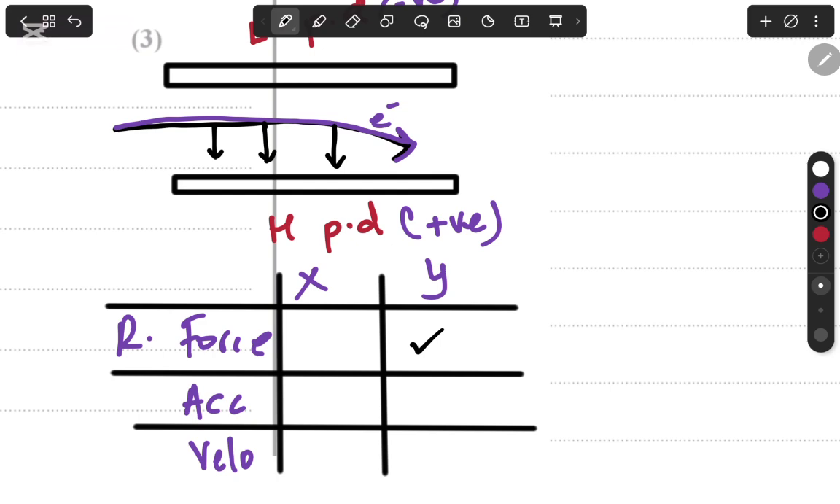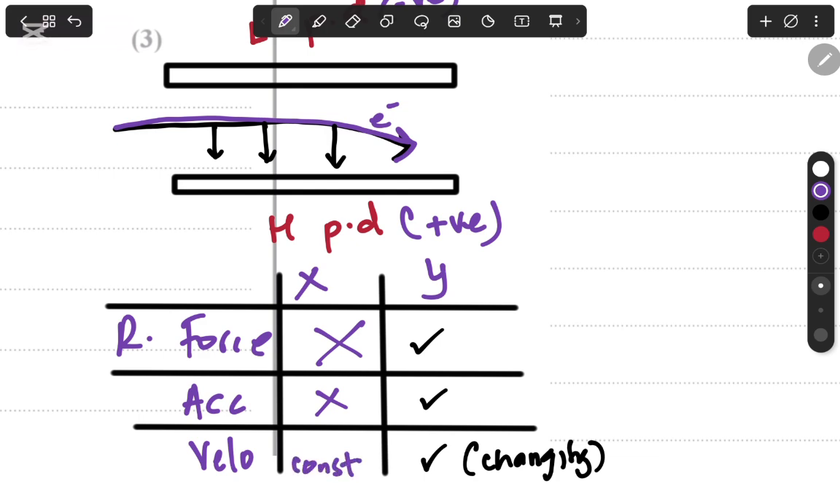And because there is a resultant force in the vertical direction, there is an acceleration in the vertical direction as well. And because of that, there is also a velocity in the vertical direction, and that velocity is changing because there is an acceleration. In the horizontal direction, there is no force. So there is no resultant force in the horizontal direction. So neither is there any acceleration, and the velocity is also constant.